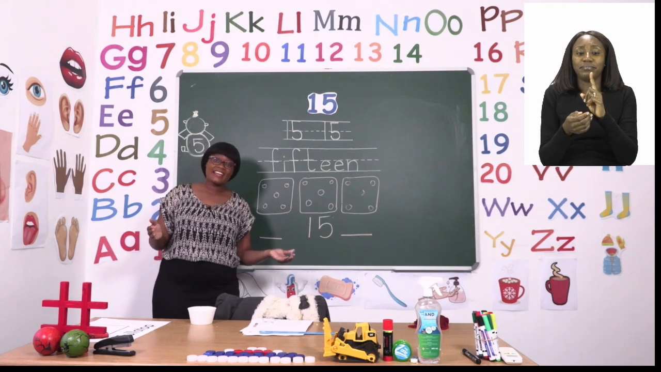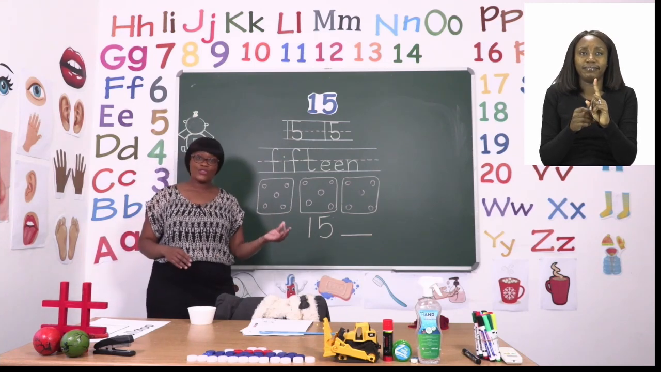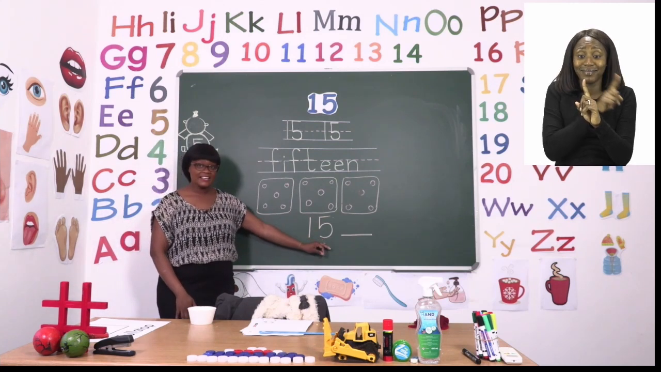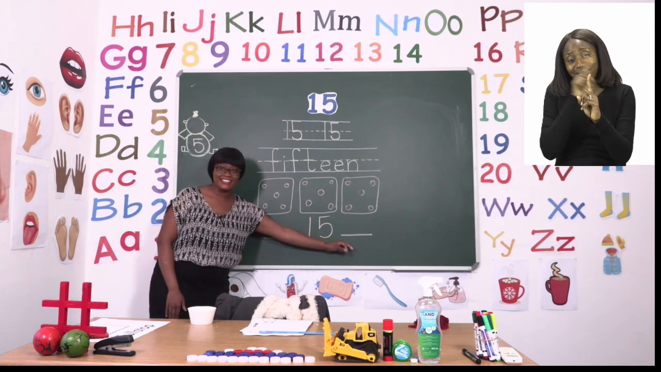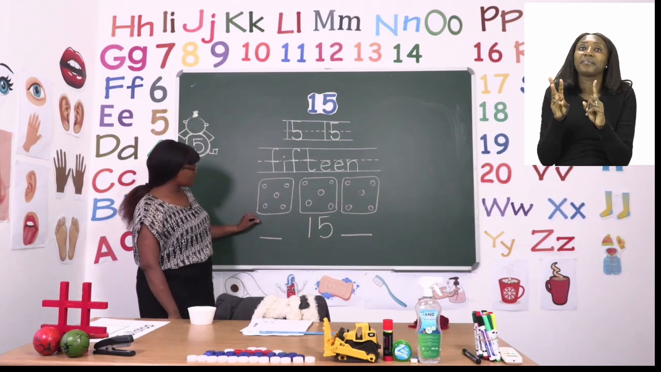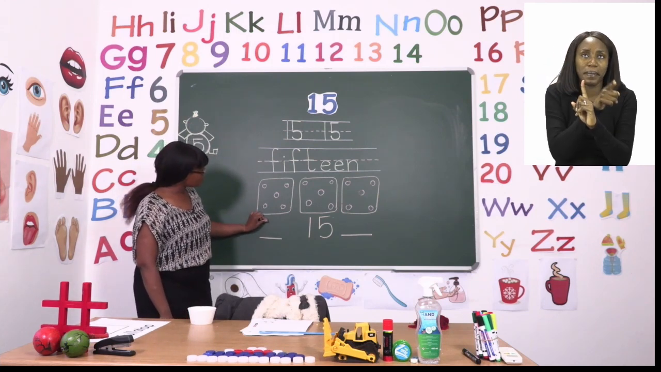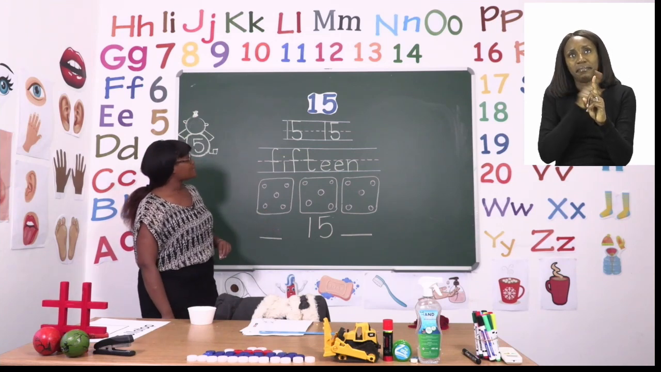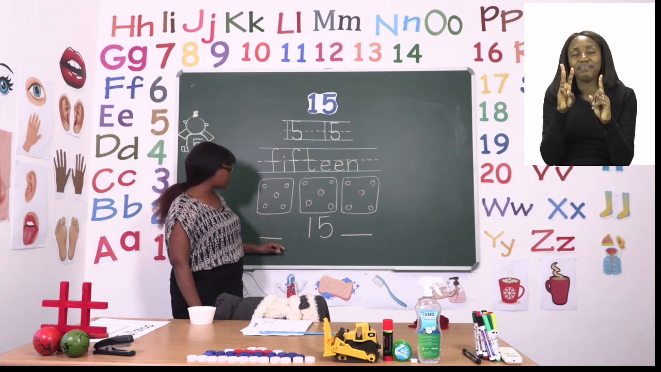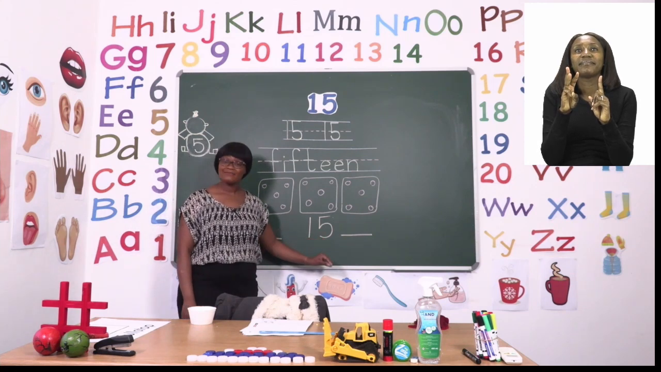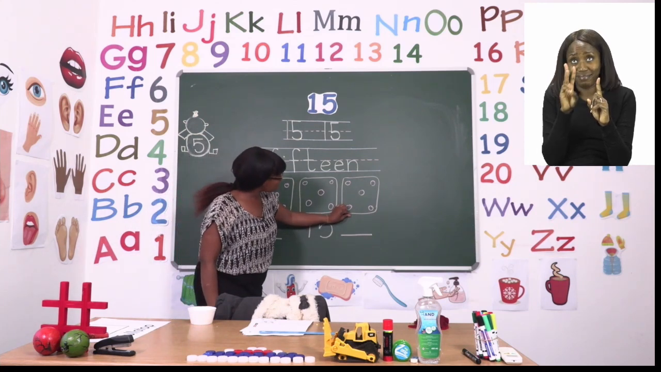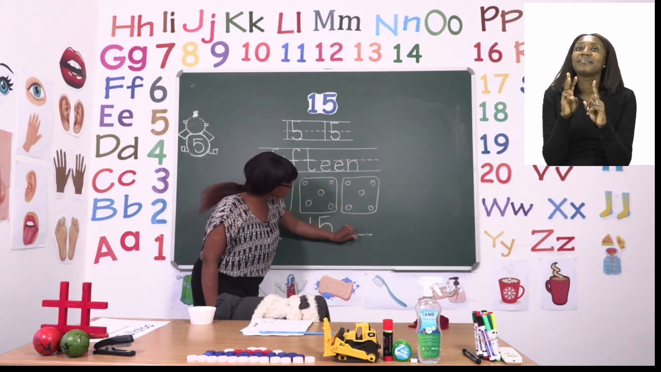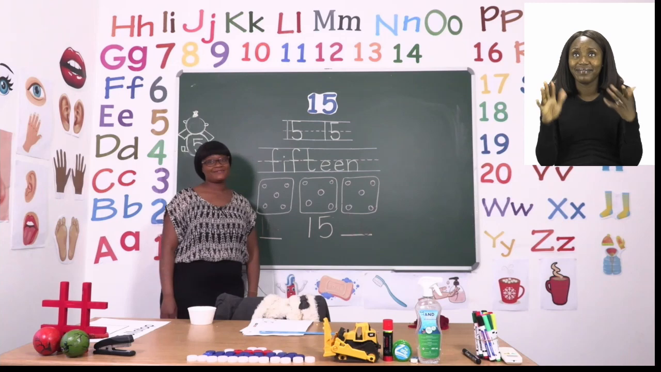10, 11, 12, 13, 14, 15, 16. Well done. So we know that it is the number 14 before 15. And if we check 14, 15, that means the next one is 16. So we're going to write our number 16, a 1 and a 6.